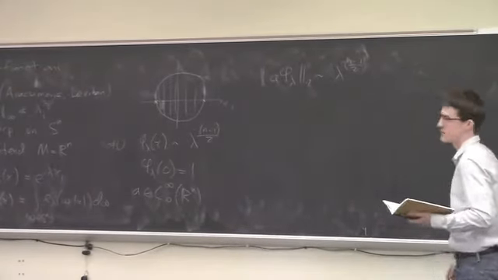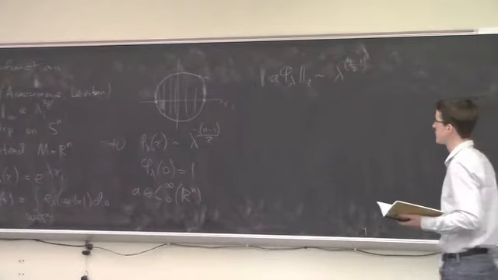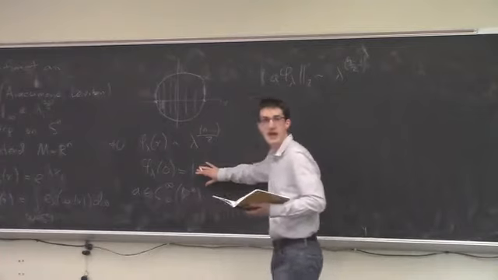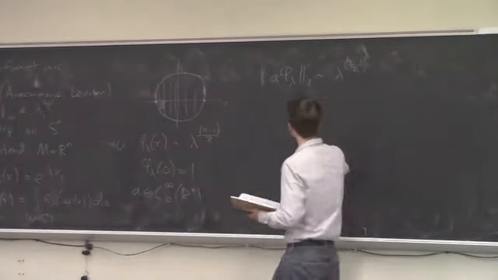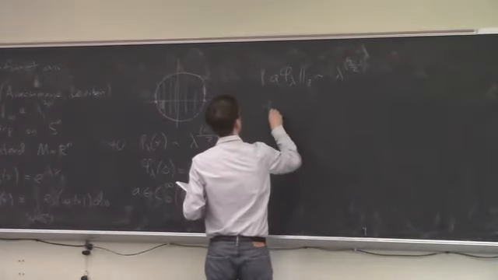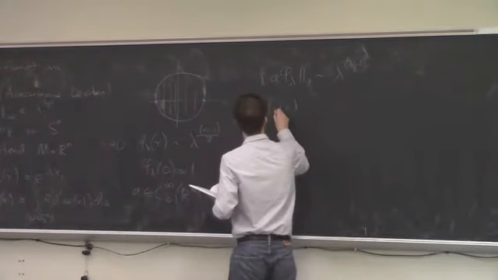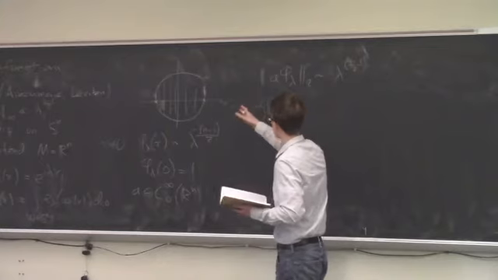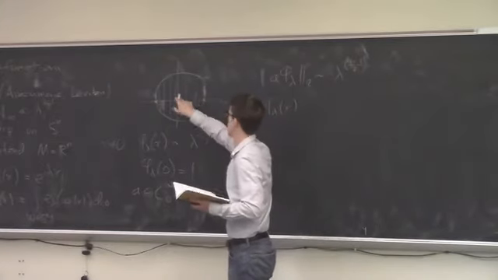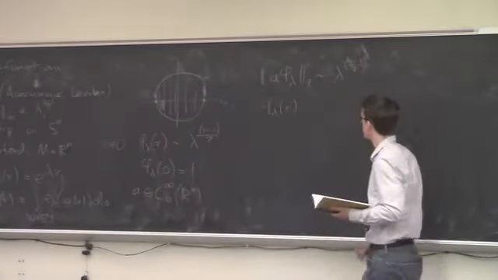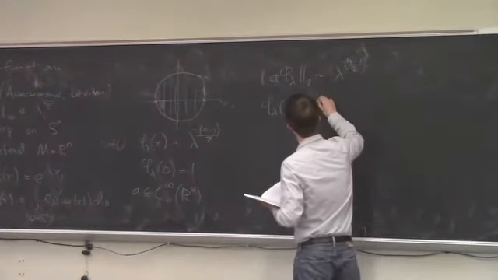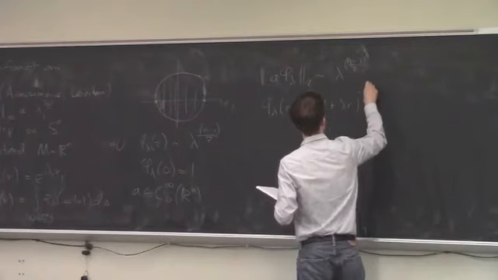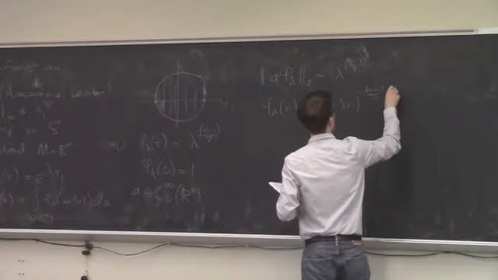Although that's not so useful as it stands, because I haven't really told you very much about this function other than this and this. So I'll give you a little bit more information. This phi lambda only depends on the radius, so I'll just write it as a function of that. So phi lambda behaves roughly like this.